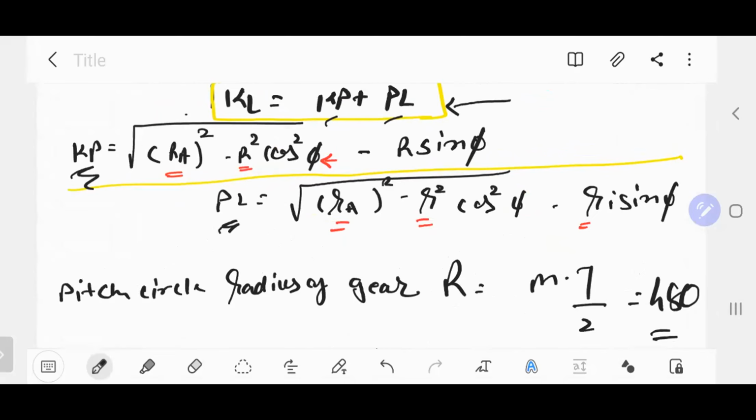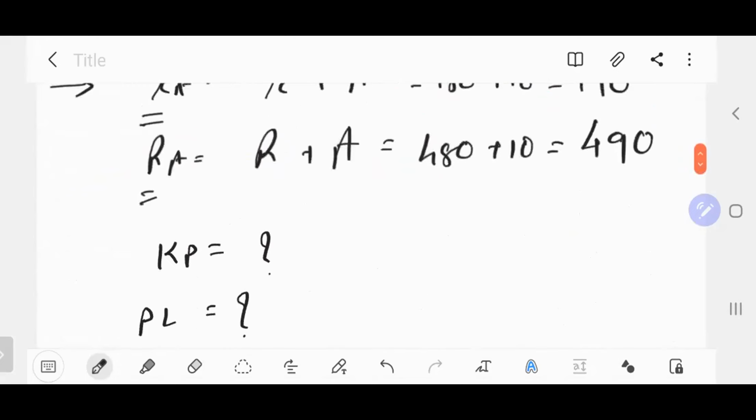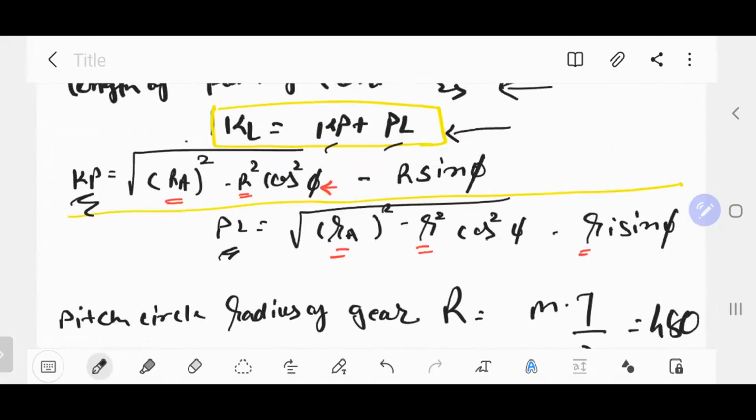So we need to find KP and PL, then make the summation of these. Now for KP and PL, what are the required things? We should have the R. R is not given in the question. R means the teeth circle radius, the pitch circle radius. We need to first calculate the R, and after that we need RA. RA means the radius of the addendum circle.